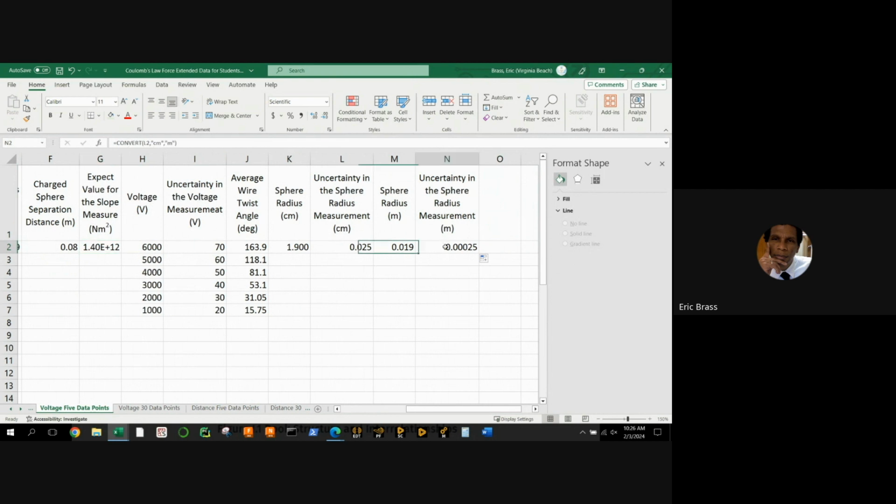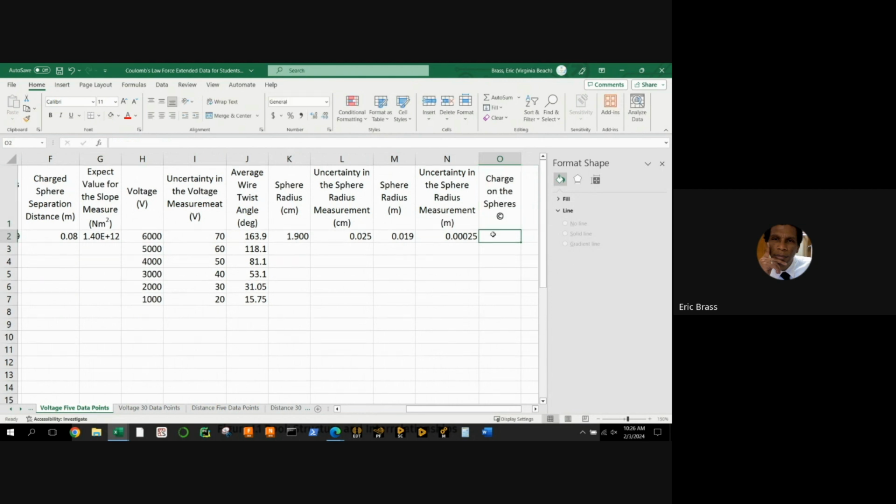I'm not going to show you guys how; stop the video and look at those. But the charge on the spheres is going to be in coulombs. Oh, it keeps putting that doggone copyright symbol. See, put a space in there so that the copyright symbol doesn't come up.